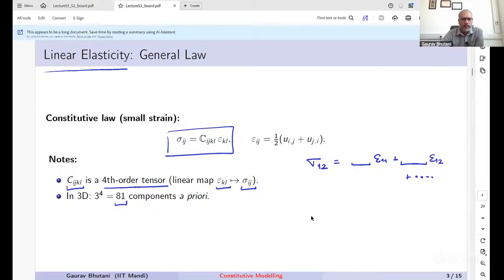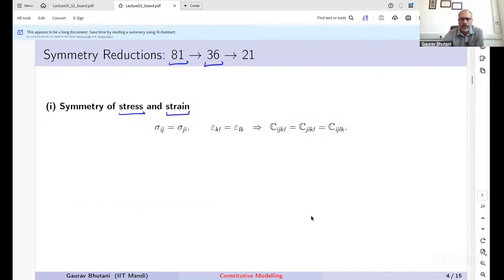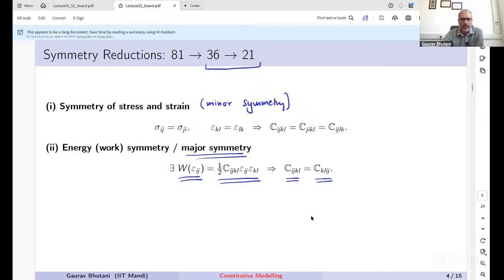And this is where we talked about going, in a linear elastic model, from 81 components all the way to 21 components. So we applied the ideas of minor and major symmetry. In minor symmetry, you simply apply the symmetry of sigma and epsilon, which results in reducing the number of unique components required to express the fourth order tensor. And then for the major symmetry case, we motivate the discussion from the scalar potential energy function W.